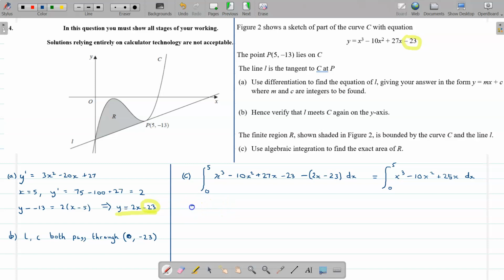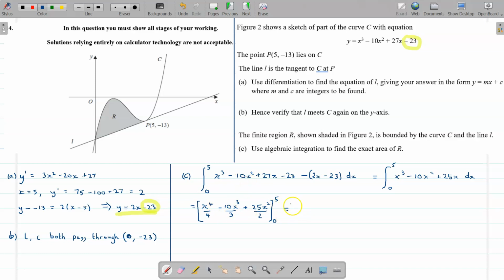So that will give us x to the 4 over 4. It will give us minus 10x cubed over 3. It will also give us 25x squared over 2. And that will be between the limits of 5 and 0. Okay, now obviously when we put the 0 in, it's just going to be 0, but let's show that properly.